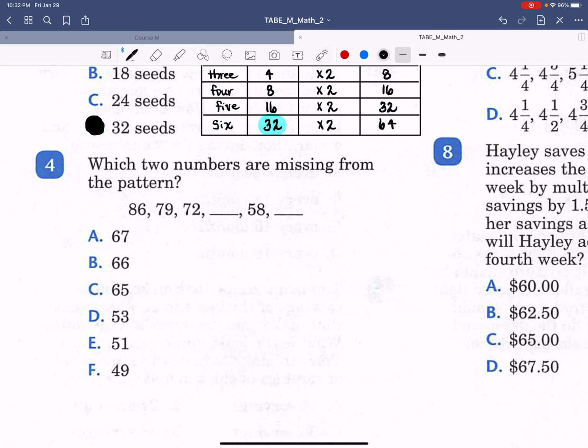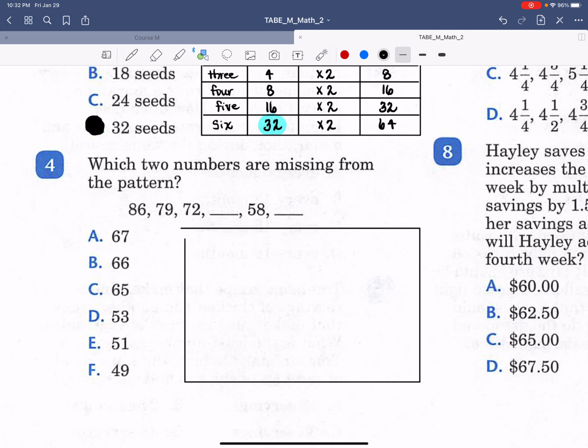Number 4. Which 2 numbers are missing from the pattern? So let's build a table. Count the numbers and the blanks. You want to make sure you count the unknowns as well. So there are 6. That means I need 7 rows.